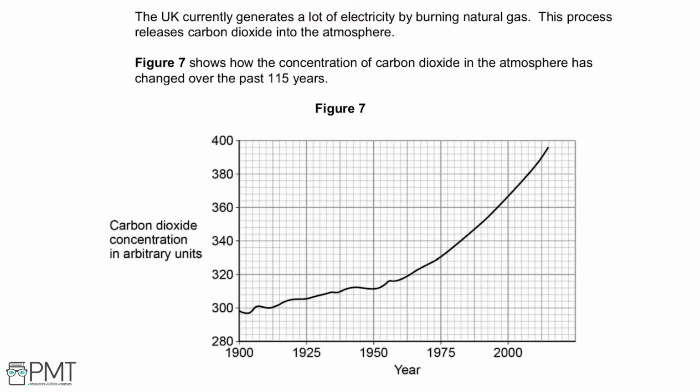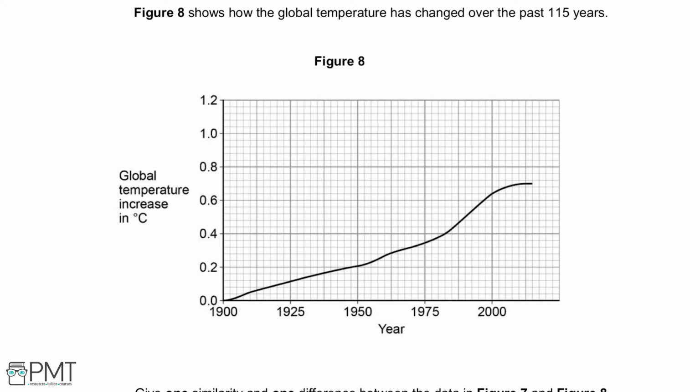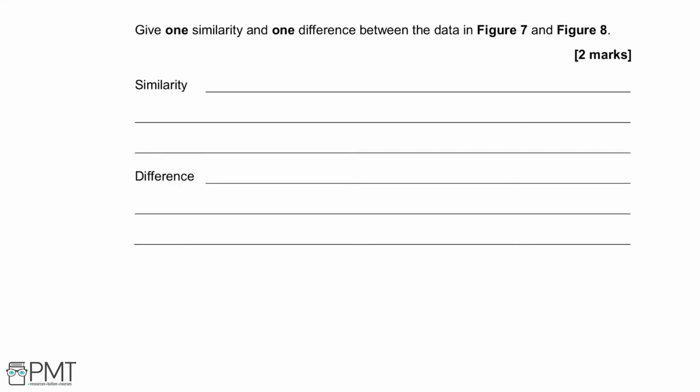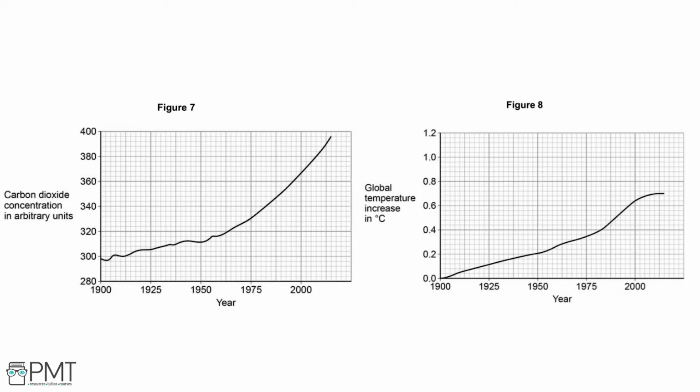The UK currently generates a lot of electricity by burning natural gas. This process releases carbon dioxide into the atmosphere. Figure 7 shows how the concentration of carbon dioxide in the atmosphere has changed over the past 115 years. Figure 8 shows how the global temperature has changed over the past 115 years. Give one similarity and one difference between the data in Figure 7 and Figure 8. As you can see, I've just got Figure 7 and Figure 8 up on the screen, so we can look at them side by side.